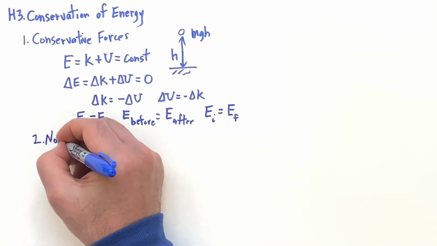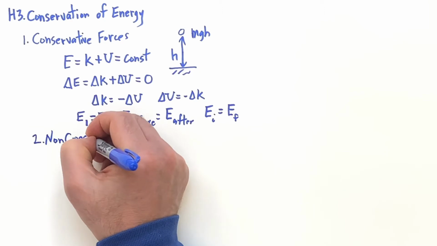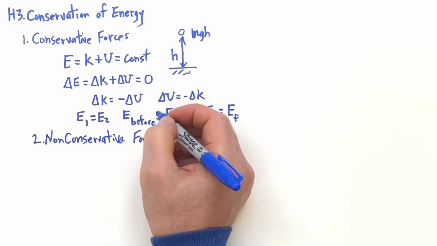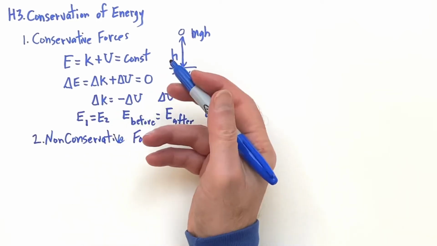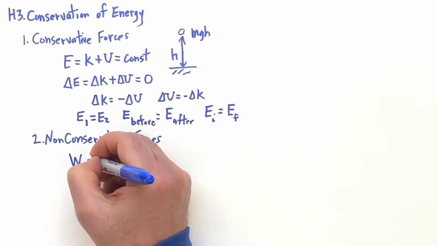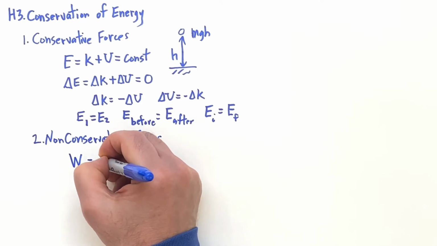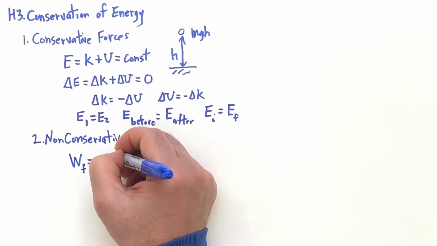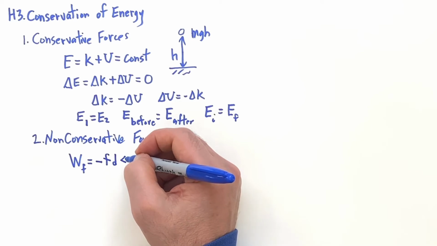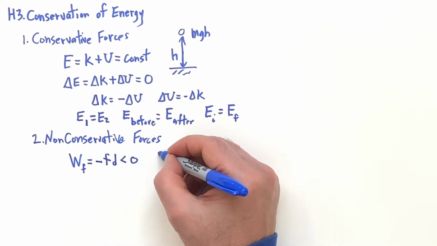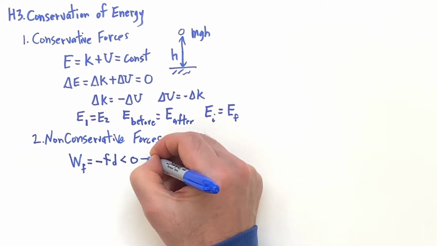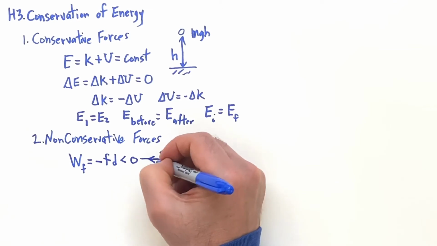Now, if we look at non-conservative forces, let's say, look at a problem with friction. Friction's always going to work against you, and the work due to friction is going to be negative, say, F times D, where this is less than 0, because the friction is working against you. So if you are moving, say, to the right like this, the friction is going to be in reverse.